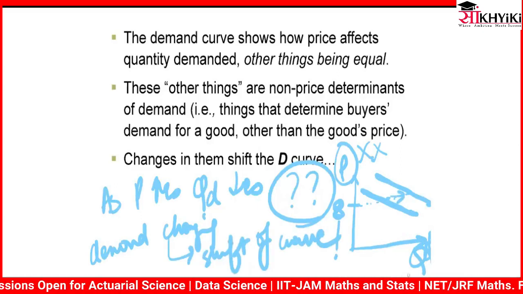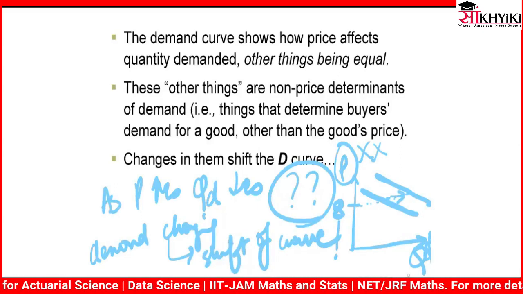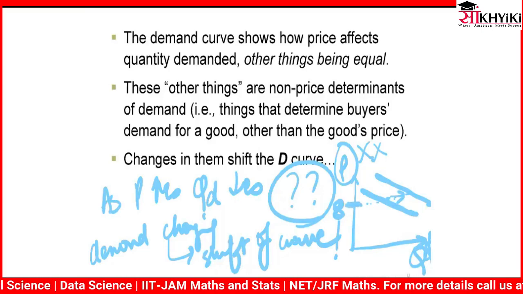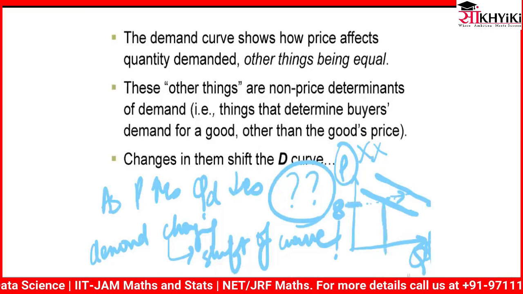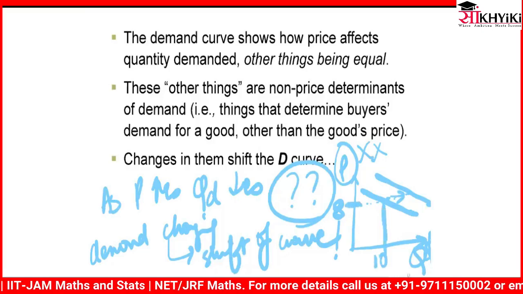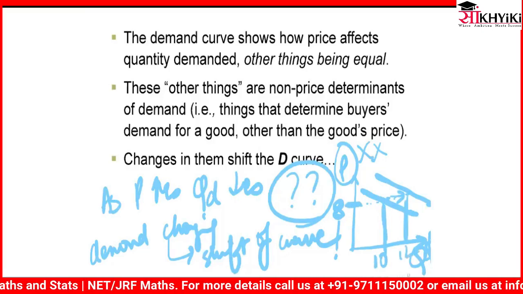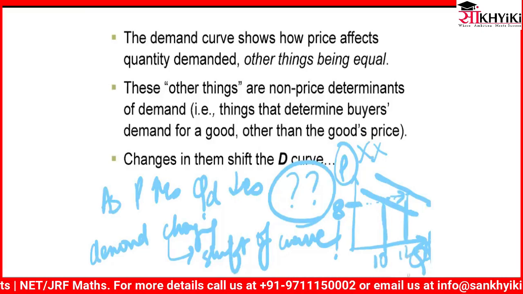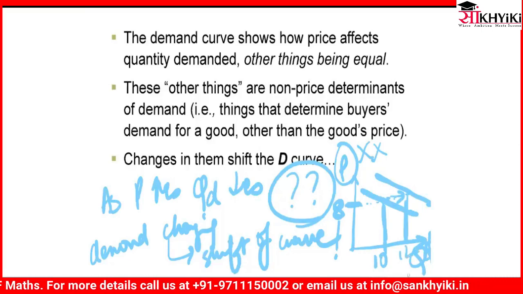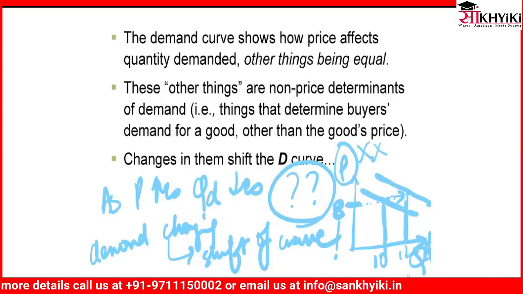And why would the curve shift? Because the price did not change and still the demand changed. So suppose I was initially consuming 10 units, I'm now consuming 12 units because I have a preference towards buying that thing, or maybe because my income increased or something or the other. So that is where the shift of the demand curve takes place.